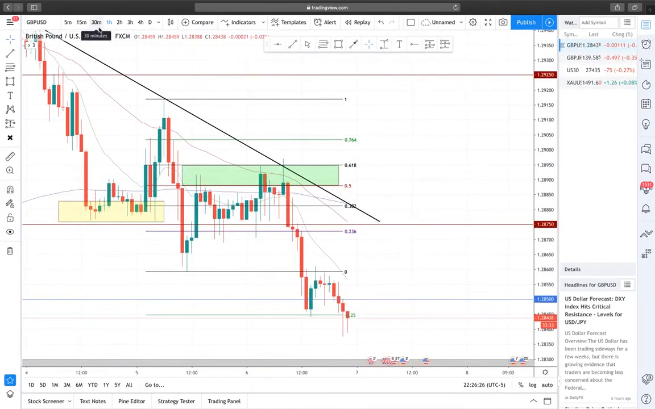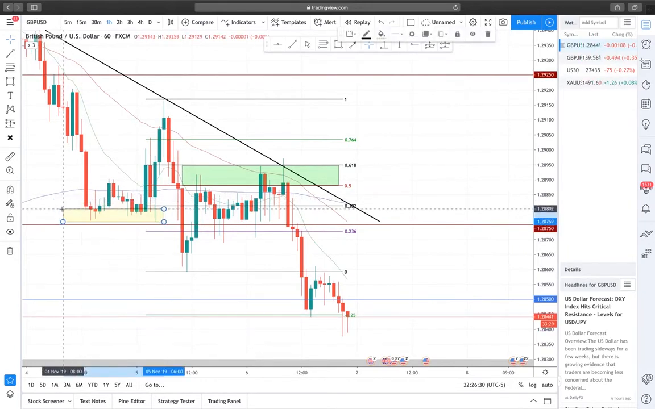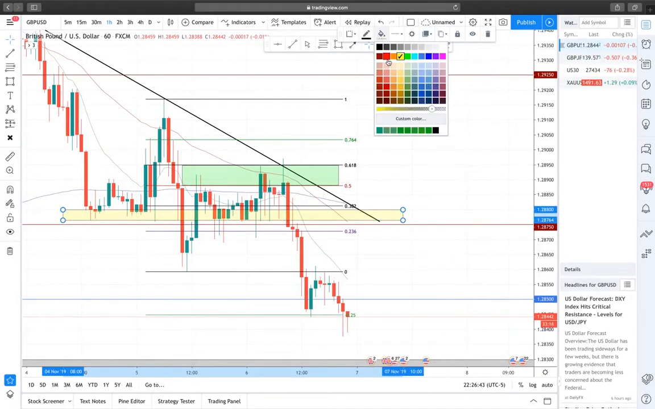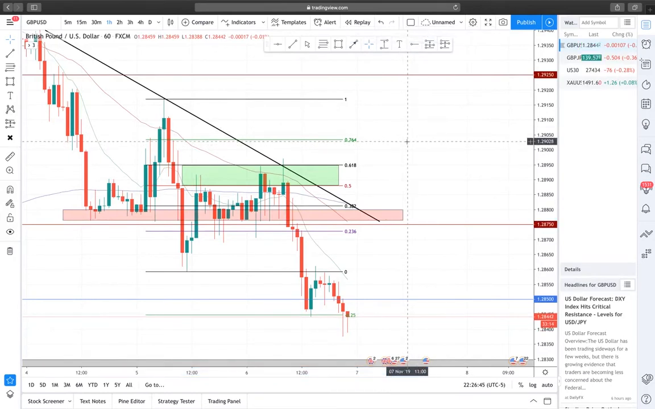Let's go to the 30-minute. Oh, by the way, guys, you don't have to just draw your support on the 30-minute. Somebody asked me that. You can do it on the 1 hour if that's what you feel comfortable with. Like I said, I only use the support on the 30-minute to trade it.